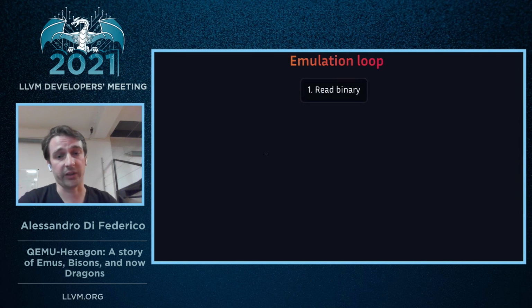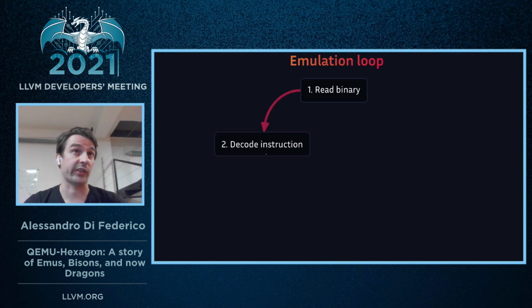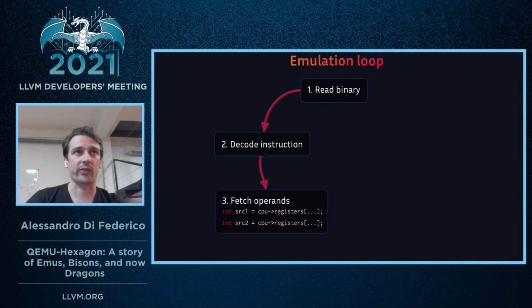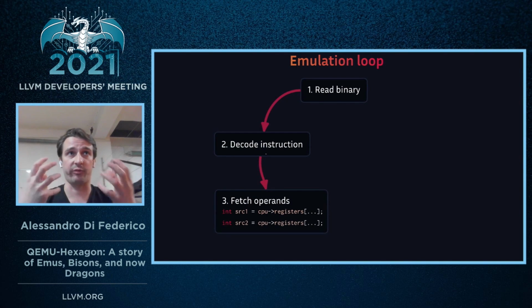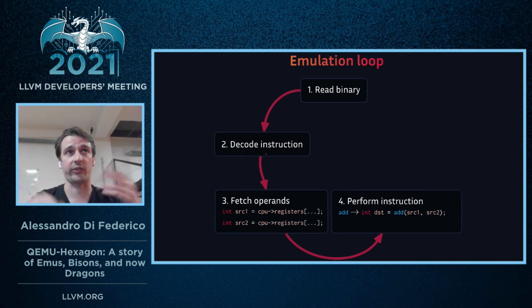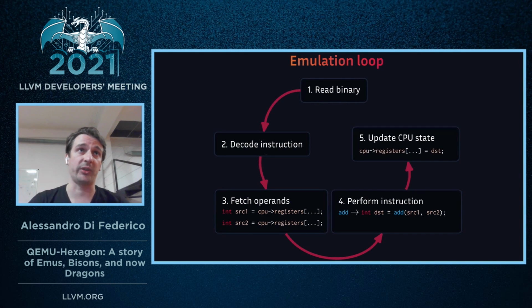This emulation loop starts with fetching the code that you want to execute. Then you decode the instruction in those raw bytes, and then you extract the operands, fetching them from the CPU state. Then you actually perform the core of the instruction. For instance, here we're considering an addition. And then if it produces a result, you have to update the CPU state. And that's it. Just rinse and repeat.